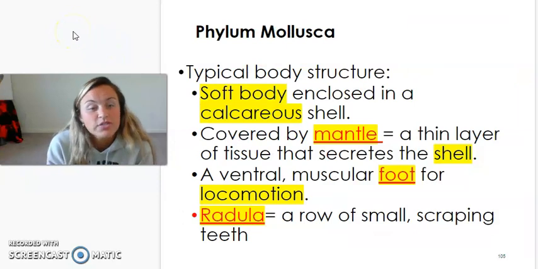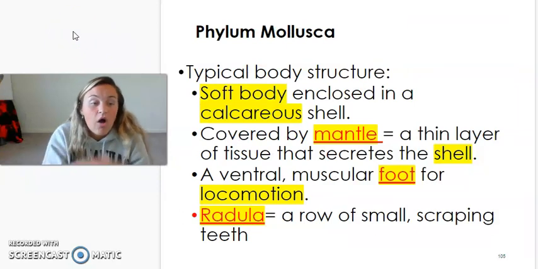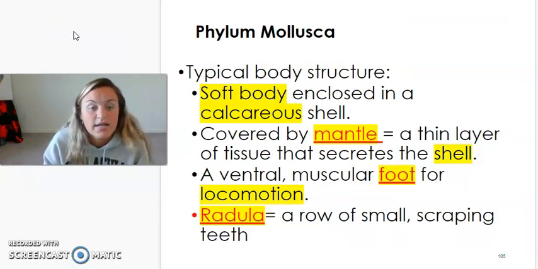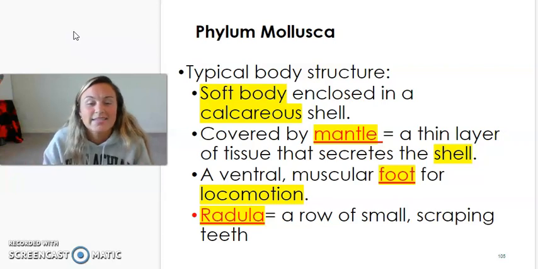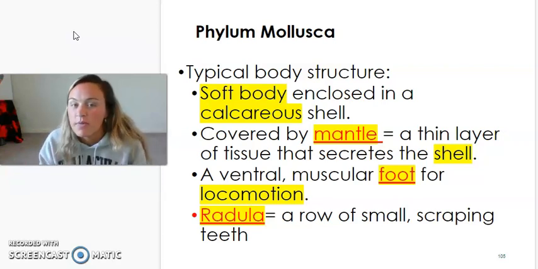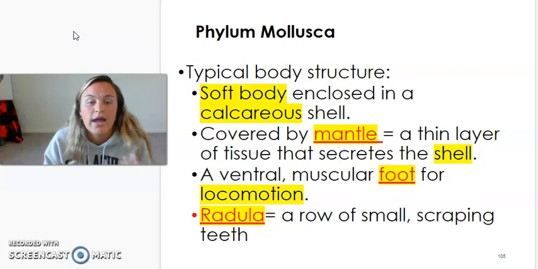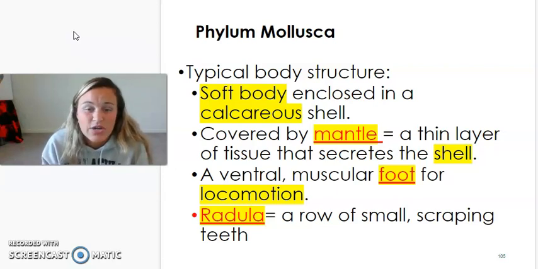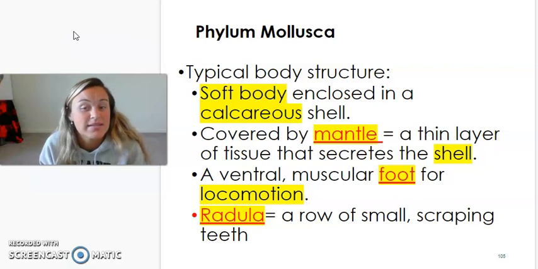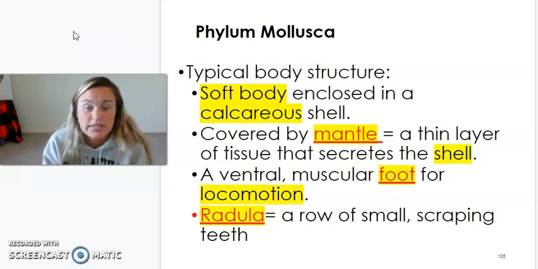All right, so when we are talking about our phylum Mollusca, basically all these different things that I mentioned in the last slide are organized in the same type of way. So they all have this soft body that's enclosed by this calcareous shell. And if you remember back in Unit 3, we said the word calcareous a lot, and that just means that it's composed of calcium carbonate, so that's CaCO3. All right, so these organisms are all covered by a structure referred to as the mantle. And the mantle is this thin layer of tissue that actually secretes the shell.